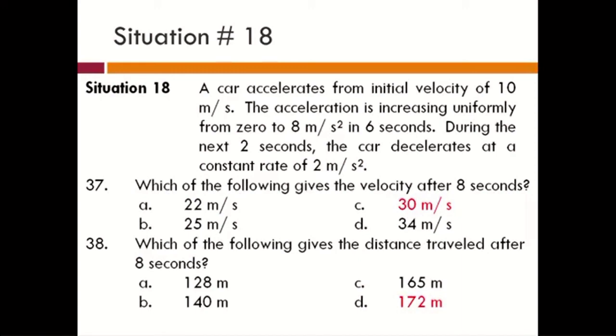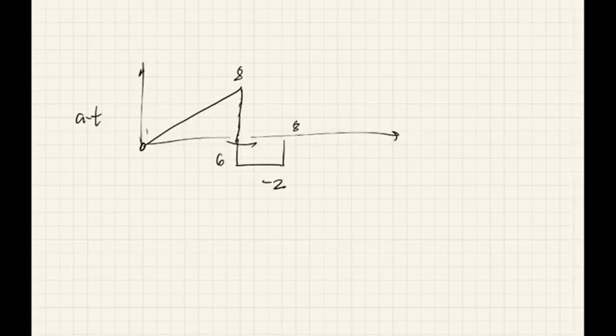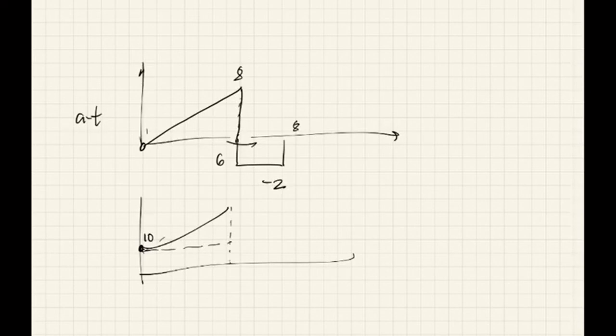Pero take note na initially, meron ka ng velocity na 10 meters per second. Okay? So, kapag ginuguhit mo yung velocity time graph mo, dito ka na magsisimula. Simula ka na sa 10. Okay? Tapos kung ano man yung magiging area ng triangle dito, yun yung velocity niya after 6 seconds. I-add mo lang sa 10. Okay? After 8 seconds pala yung hinahanap. Anyway, let's try to solve that, yung velocity after 8 seconds.